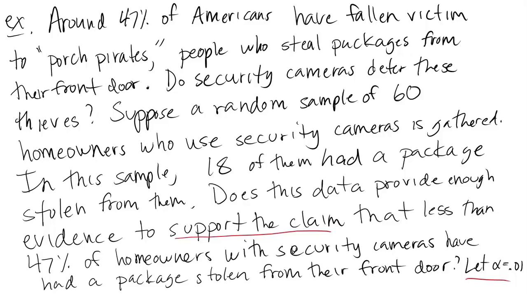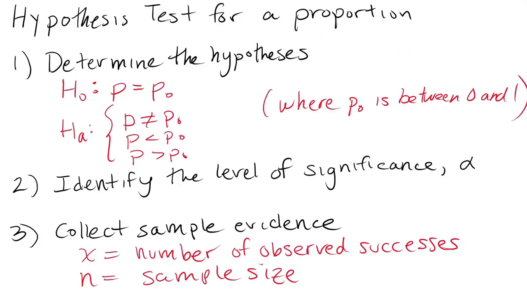Because we're being asked to test a claim, we're going to go through our 6-step process. So step 1 is to determine the hypotheses. We're going to have a null hypothesis, which we denote by H sub 0, and an alternative hypothesis, which we denote by H sub A.